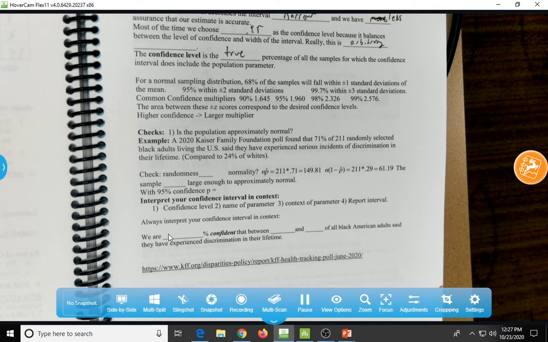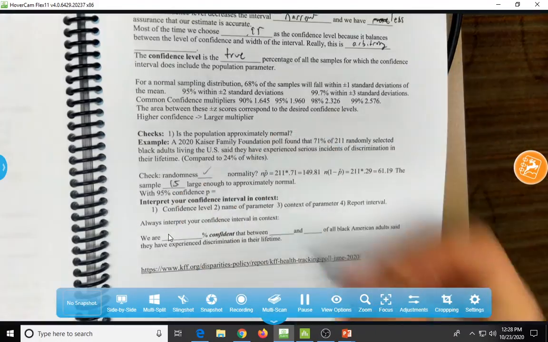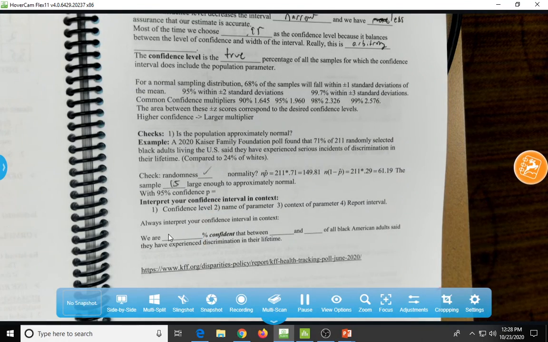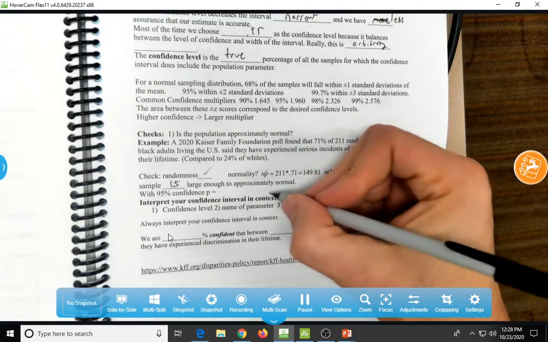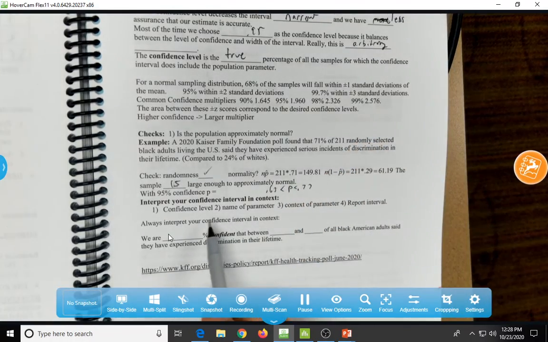We checked the randomness. It did appear that the number of successes was bigger than 10, 150. Number of failures, bigger than 10, 61 per out. So the sample is large enough to approximate it normally. So with 95% confidence, P is going to be between 0.65 and 0.77. And so I'm going to have to interpret this in context.